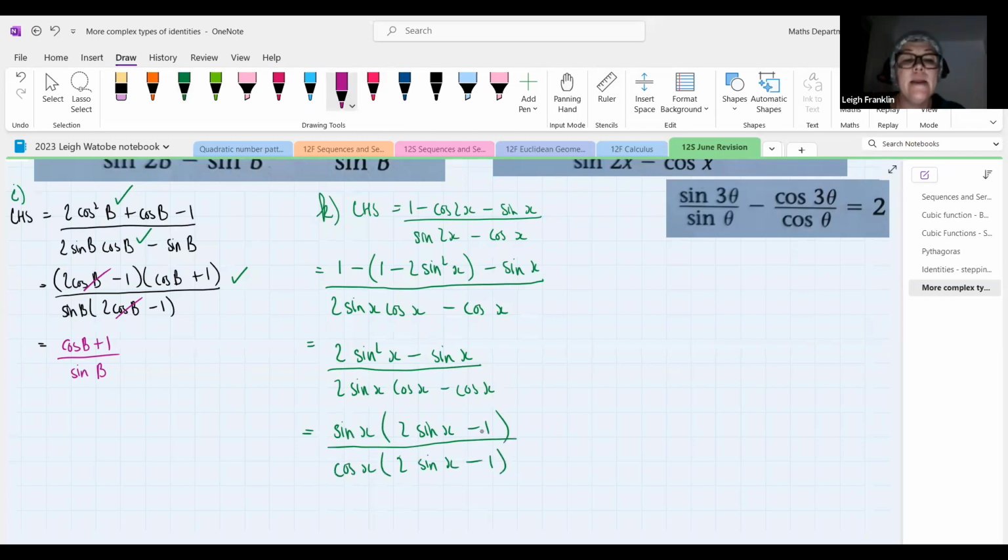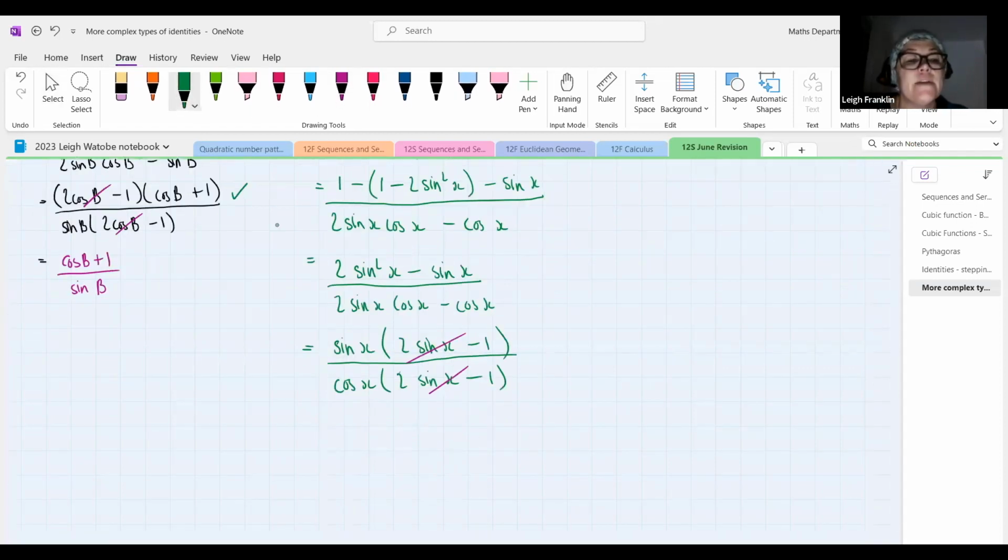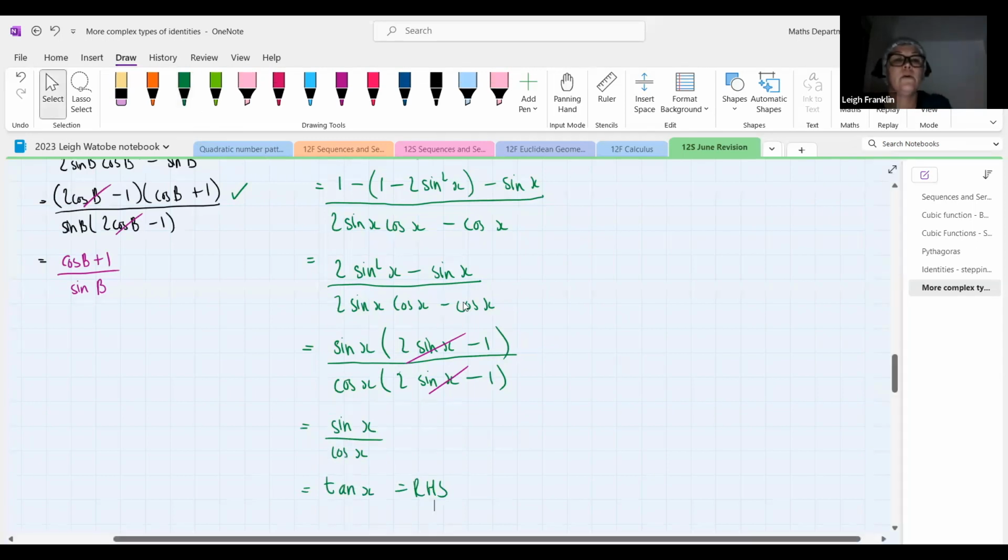Okay, and again, cancel what was at the top with what was at the bottom, and we end up with sine x over cos x, which leaves us with tan x, which is what we had on the right-hand side.